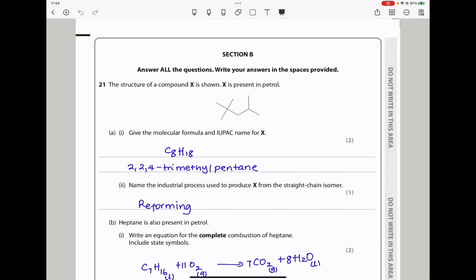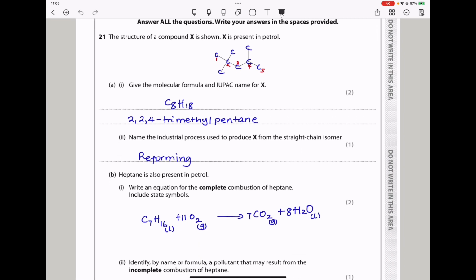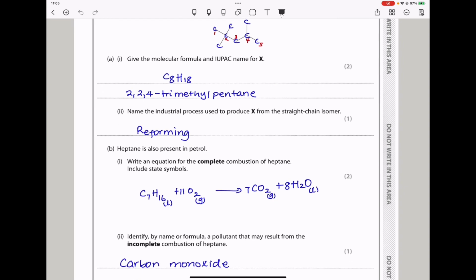Now for the name, because this is the carbon with more groups, I'm going to call this carbon 1 and that is carbon 2. So we have two groups here. So carbon 2, carbon 3, carbon 4. So we have a 2,2,4-trimethyl, and then the main chain is a pentane. Okay, I replace that. The next part says, name the industrial process used to form X from the straight chain isomer. The industrial process is reforming because this is a branched isomer formed from a straight chain isomer.